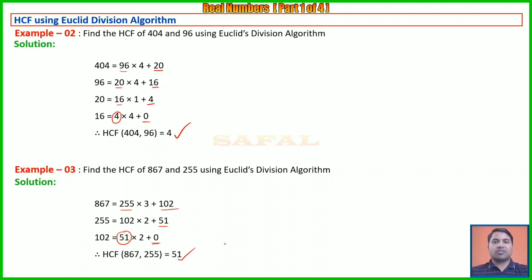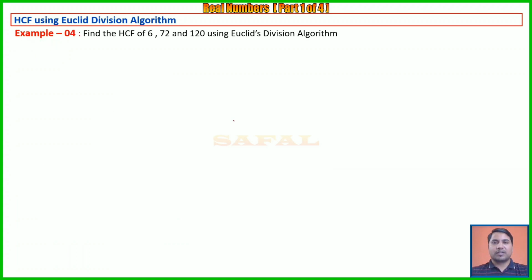Just you have to make use of Euclid division lemma and check when remainder is becoming 0. Whenever remainder is becoming 0, at that stage whatever divisor is there, that is only going to be HCF. Let's take up one more problem.